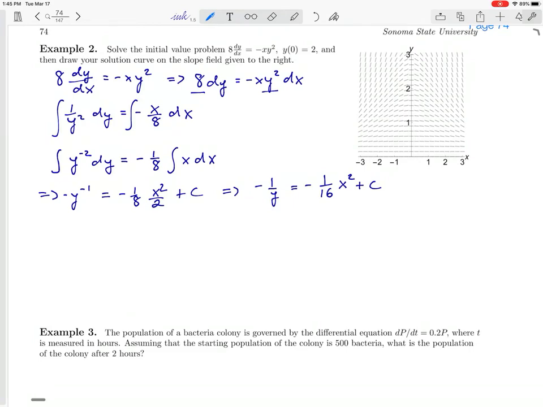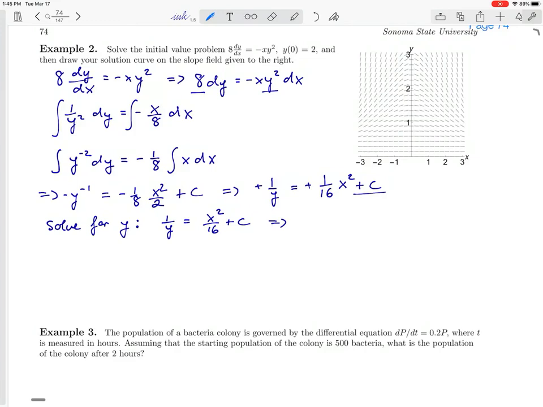Since both sides are negative, I can make it positive, multiplying the whole thing by -1. And the plus C here, it's an arbitrary constant. I'm not going to bother changing the sign over there. So now I still need to solve for y. So when I solve for y, I have 1/y = x²/16 + C.